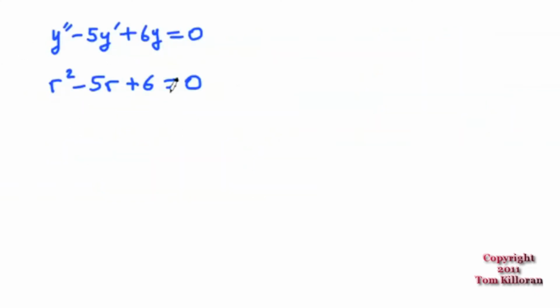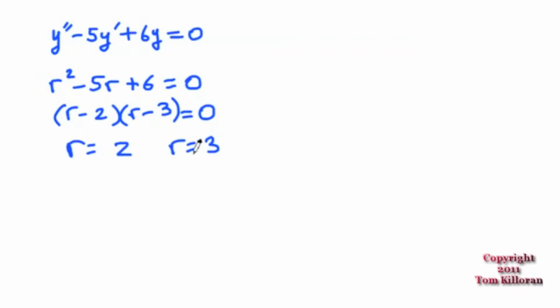All right, to solve this, we can factor. Factors of 6 that add up to -5 are -2 and -3. Your factoring skills have to come back into play here. And we finally get solutions of r equals +2 and r equals +3.